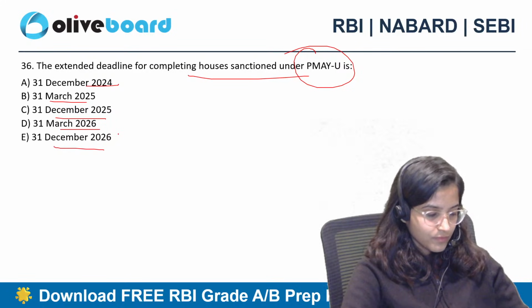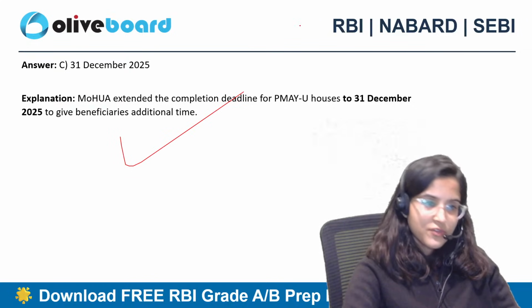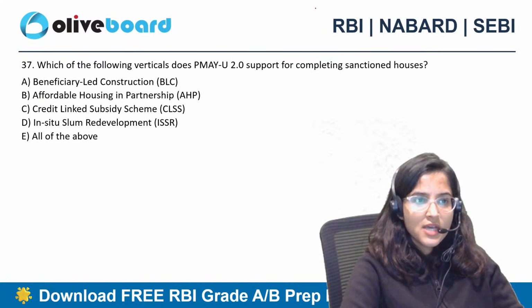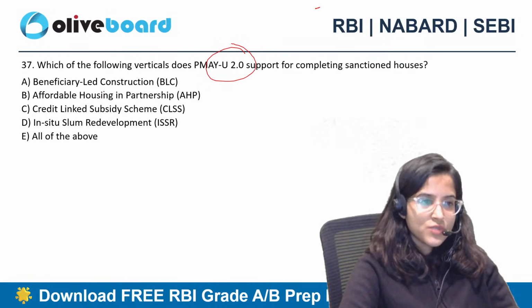36C. The correct answer is C, 31st December 2025. Very good. 37. Which of the following verticals does Awas Yojana Urban 2.0 support for completing sanctioned houses?